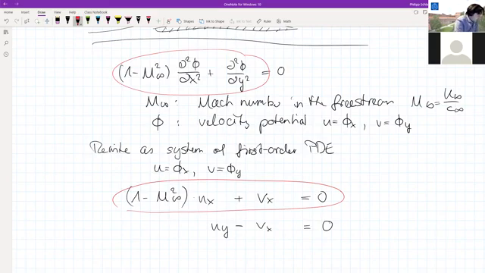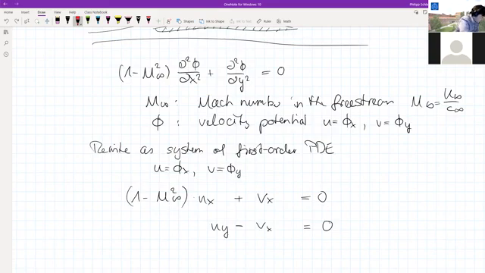So the second derivative of phi with respect to x is of course the first derivative of u, and here we have the second derivative in terms of y. That should be a y here, of course. So the first line here is the actual equation, and then the second line, u_y minus v_x, is kind of the compatibility condition, which comes from the fact that phi_xy is the same as phi_yx.